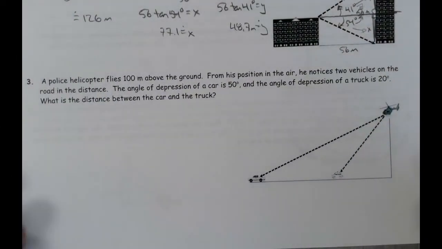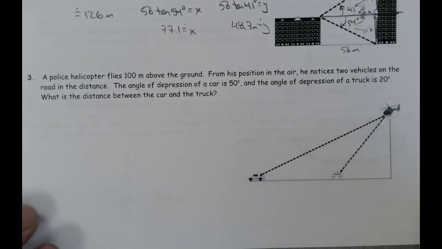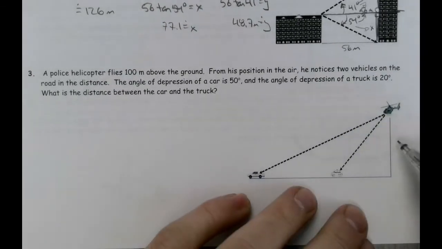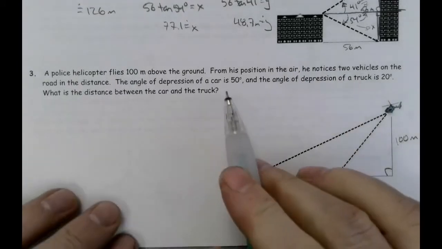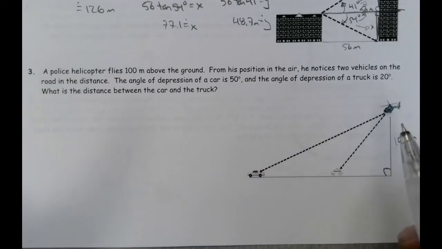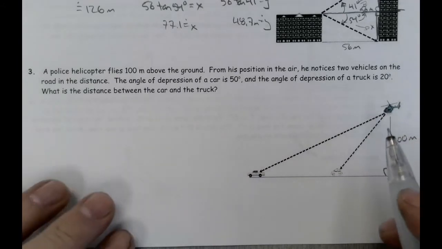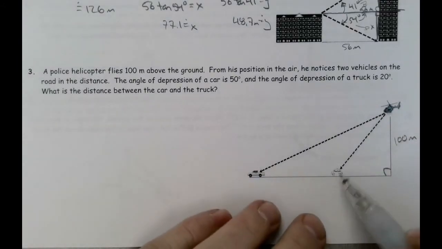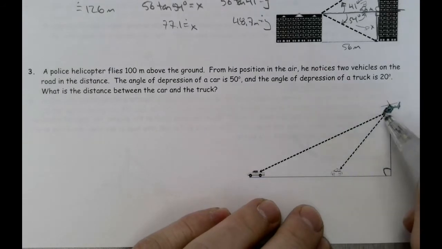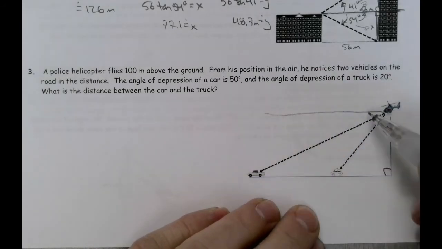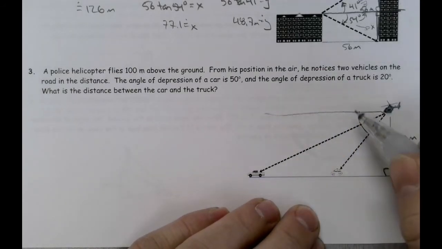Okay. So our next question says a police helicopter flies 100 meters above ground. Let's label that here, 100 meters above ground, and it'll be perpendicular straight up here. From his position in the air, he notices two vehicles on the road in the distance. The angle of depression to the car, which has got to be this one right here, is 50. So that's my angle of depression, from the horizontal down. So that angle there is 50.